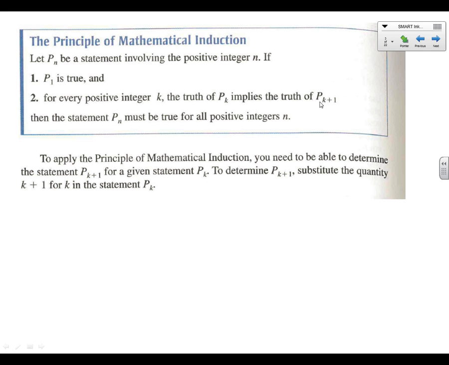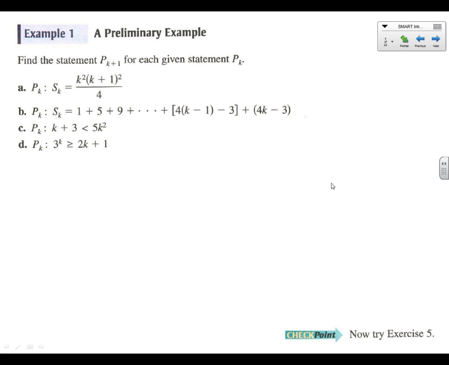Okay, so we're going to substitute k plus 1 in for n, and you'll see how that works here. But first things first, let's just do substituting, not proving yet. So for a, what does it mean to substitute k plus 1 in for k? Everywhere you see a k, write a k plus 1. So for a, k squared becomes k plus 1 squared, k plus 1 becomes k plus 2 squared, all over 4.